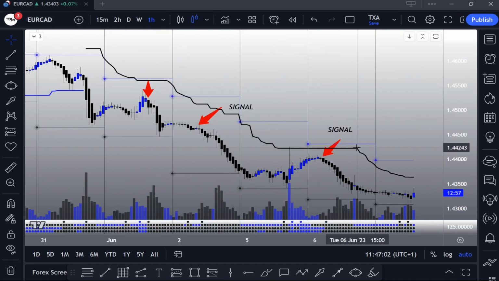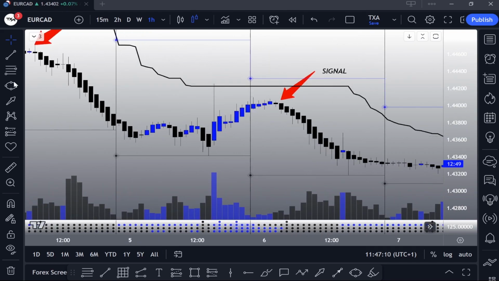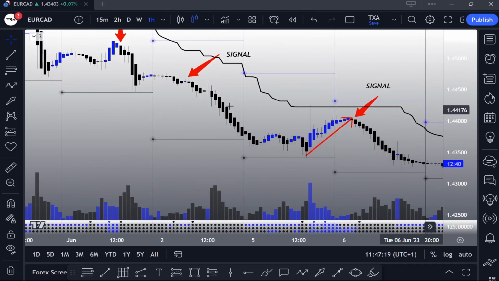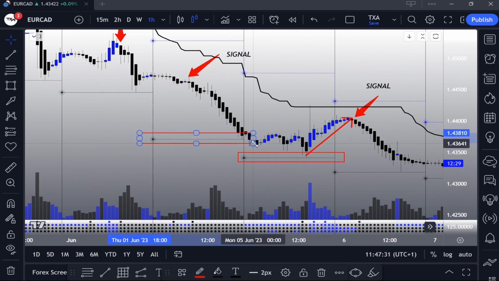So we are currently on EuroCAD. On EuroCAD, you can see right here, this is Tuesday, 6th of January. Okay, so here we have a pullback. So first of all, let's just start from the very beginning. The first thing we're looking at is for an impulsive move. So right here, we have an impulsive move.